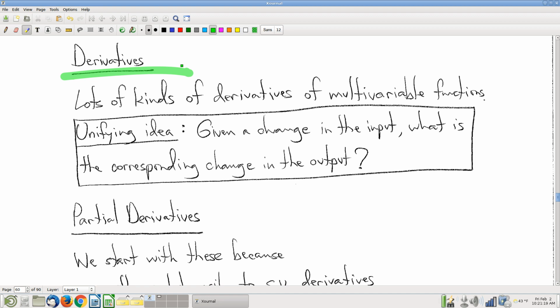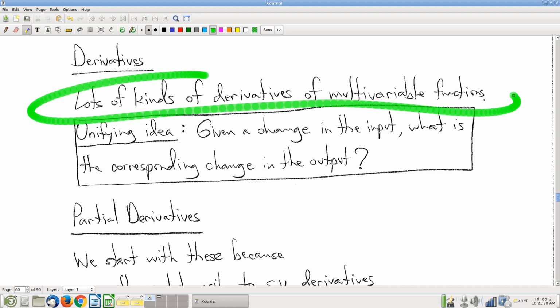Of course, there's a lot of setup work to do. We need to understand multivariable functions, various tools that we're going to be doing a lot with, lines and planes, cross products, dot products, all the stuff we've been doing. The first thing I want to say about multivariable derivatives is that there's lots of kinds of them.